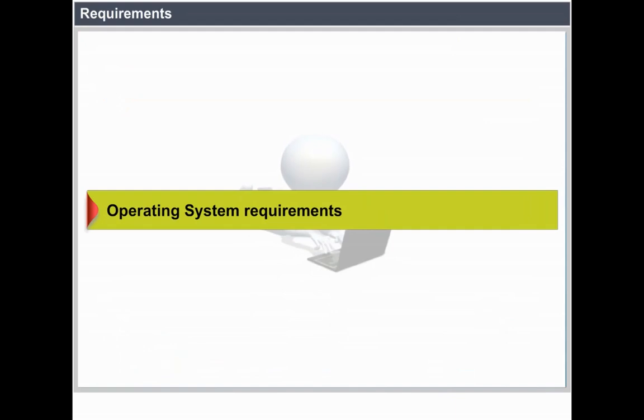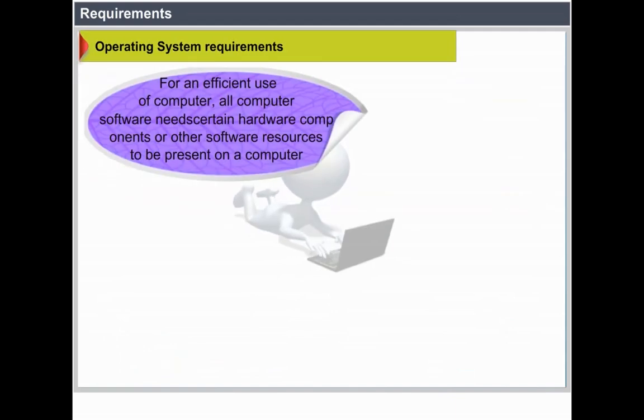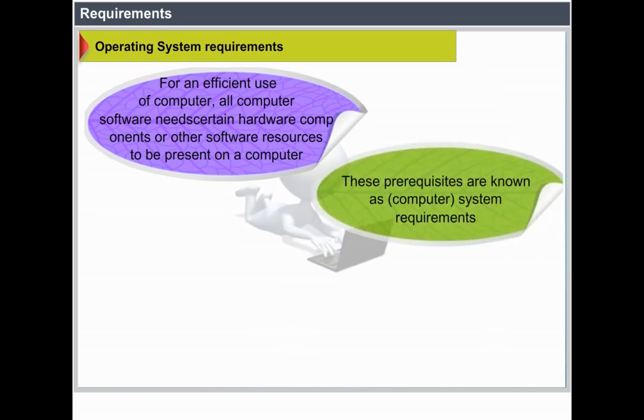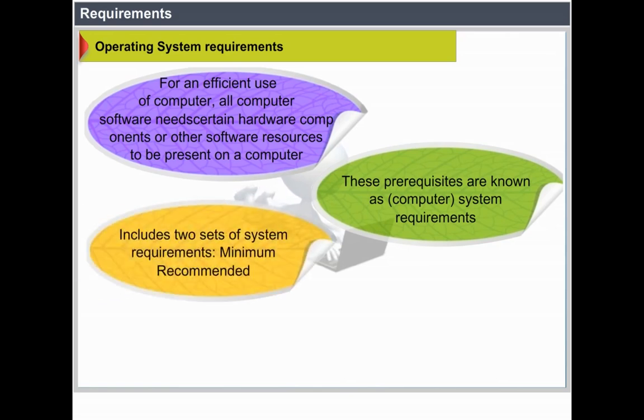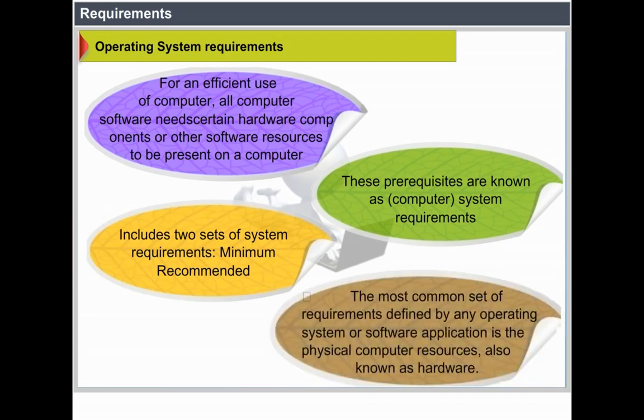Operating system requirements. To be used efficiently, all computer software needs certain hardware components or other software resources to be present on a computer. These prerequisites are known as computer system requirements. An OS defines two sets of system requirements, minimum and recommended. The most common set of requirements defined by any operating system or software application is the physical computer resources, also known as hardware. Hardware requirements.